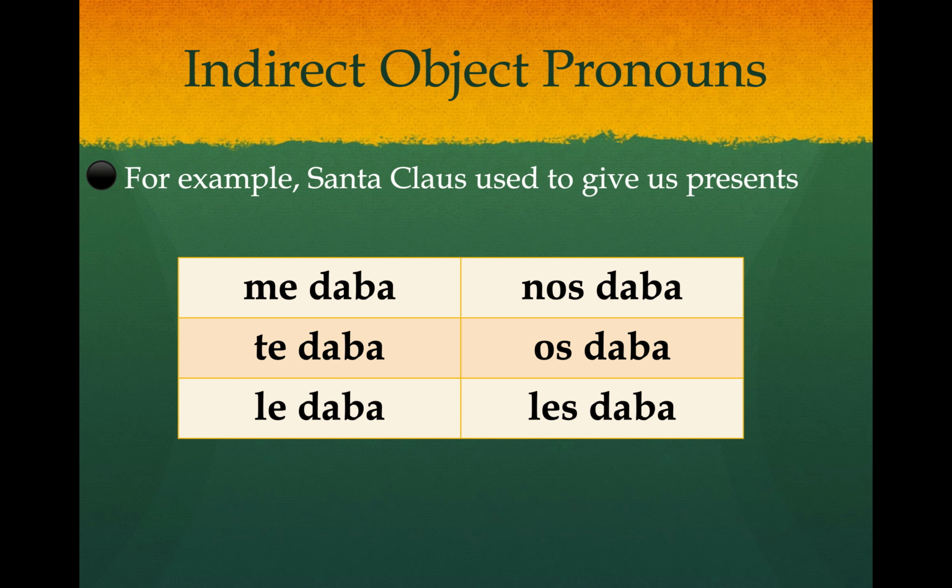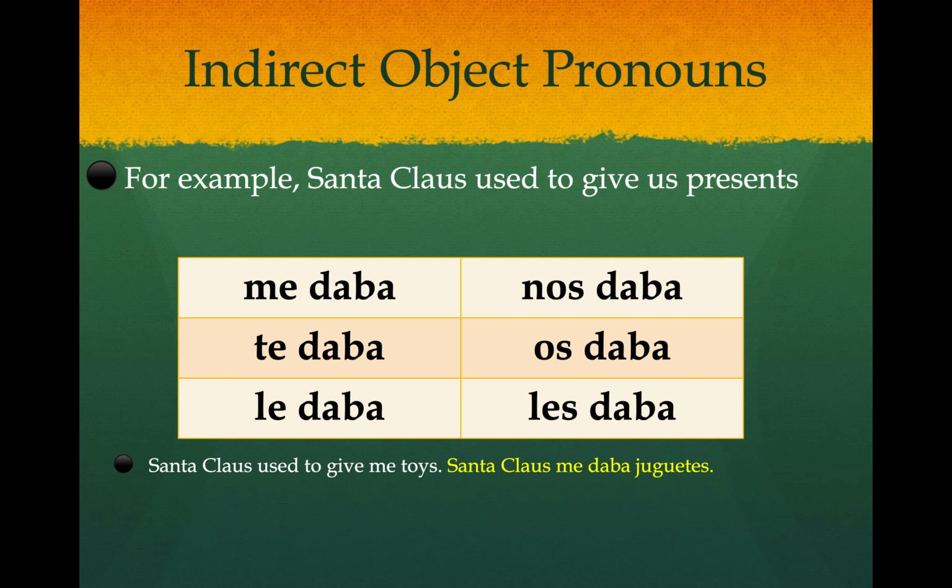Now I'm going to give you an example in Spanish. Since Santa Claus is going to be always the subject, then the verb is going to be the verb dar, which means to give. So it's always Santa Claus doing the action. That's why it's always daba. But Santa Claus used to give me, used to give you, used to give him, used to give her, used to give us, used to give them. And that's how we're going to conjugate it. So, me daba, te daba, le daba, nos daba, os daba, and les daba.